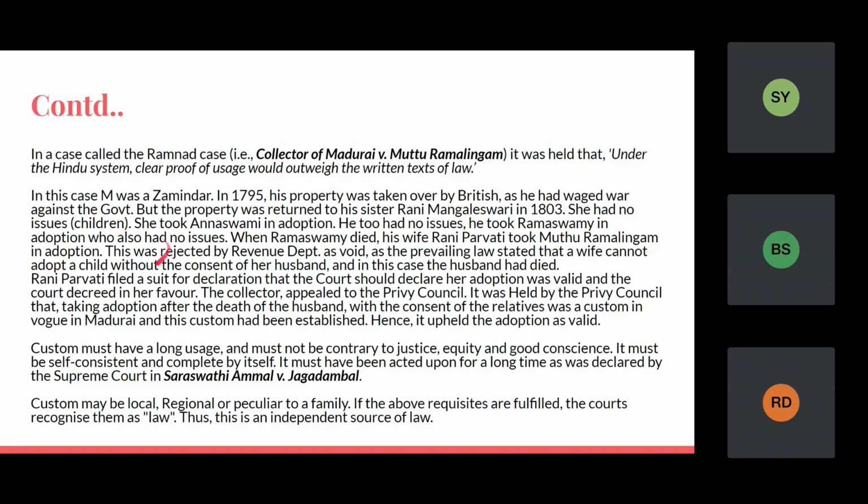These are the facts of the case. In this case, Muthuramalingam was a zamindar. You can go through this case as these PPTs will be shared with you. You can write only the held part, what was held in that particular case. You are supposed to write just the judgment, because mostly the facts are not needed. Customs must have a long usage and must not be contrary to justice, equity, and good conscience.